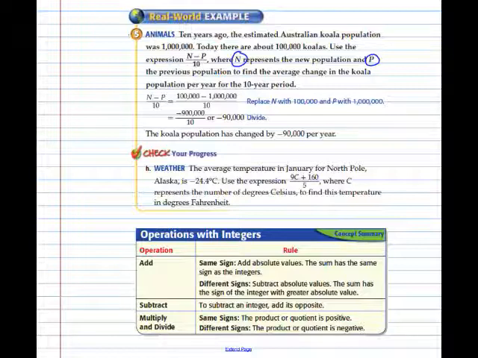So, new population minus the previous population divided by 10 equals 100,000 minus a million divided by 10. Subtracting a larger number from a smaller number gives us a negative difference. In this case, negative 900,000 divided by 10 is negative 90,000.